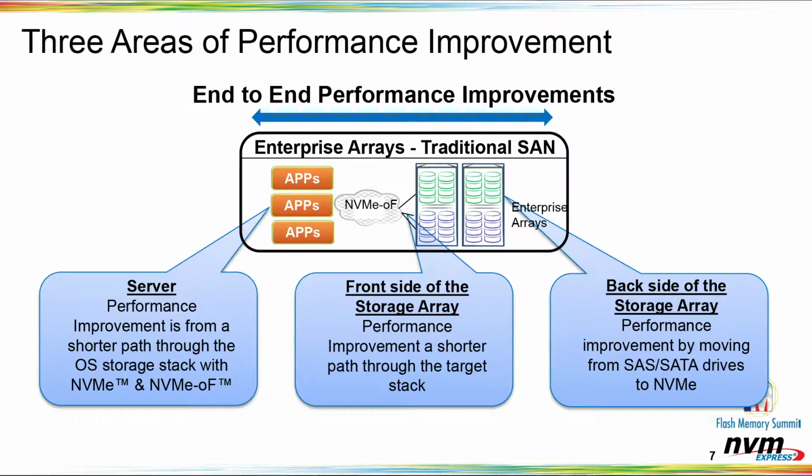We have server performance. What's the performance benefit I get on the server? Then I have the fabric, or the front end of the array. And this is before I update the back end of the array to NVMe. So I got NVMe over fabrics.